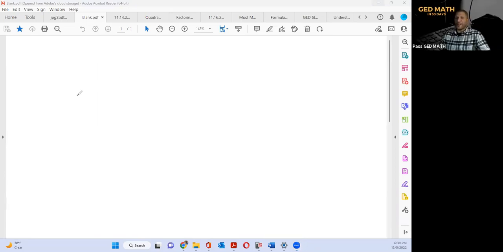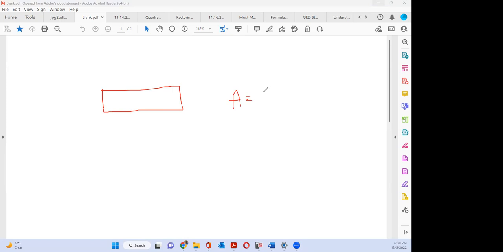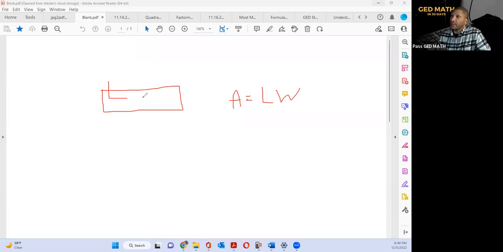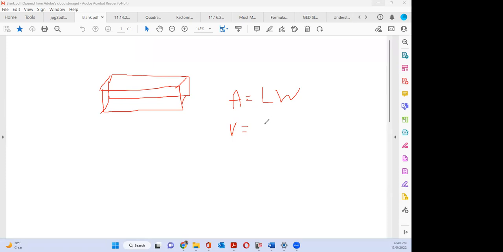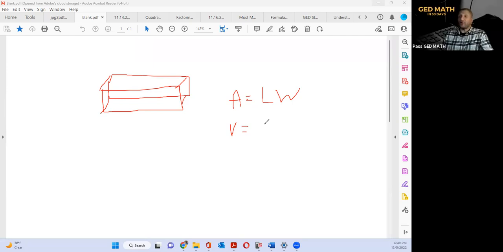I want you to see something, right? If I draw a rectangle, how do you find the area of a rectangle? Length times width, right? Okay. Now I'm going to draw a rectangular prism. How do you find the volume of a rectangular prism? Does anybody know? Do you know the formula?